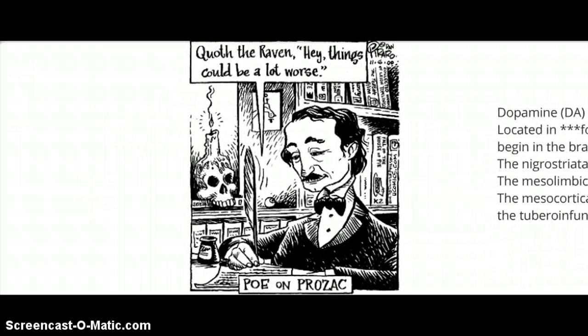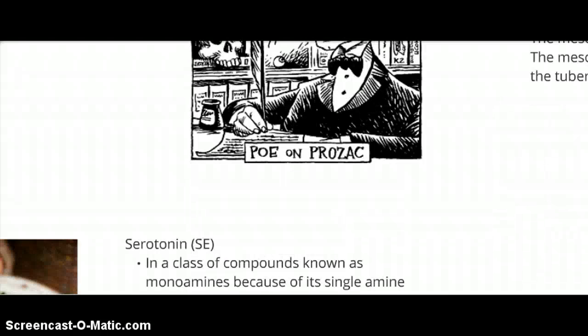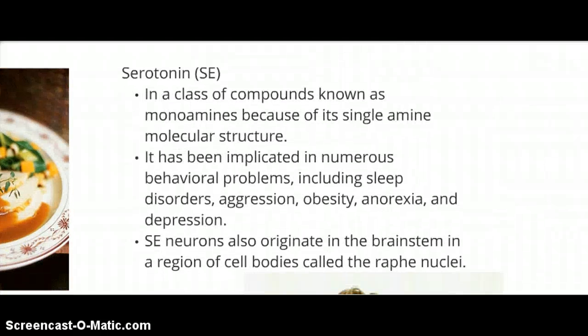Here's a picture or a cartoon of Edgar Allan Poe. Poe on Prozac. Quoth the Raven, "Hey, things could have been a lot worse." So if we talk about Prozac and depression, there's a neurotransmitter called serotonin. You've probably heard of serotonin before. Kind of on the streets they call serotonin the feel-good neurotransmitter.